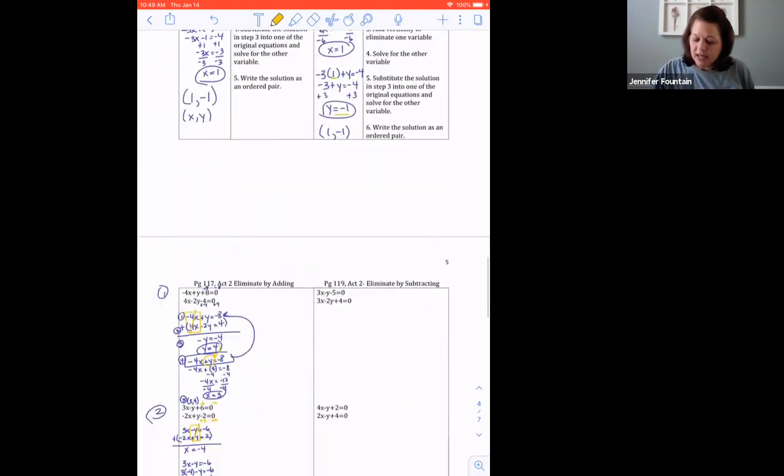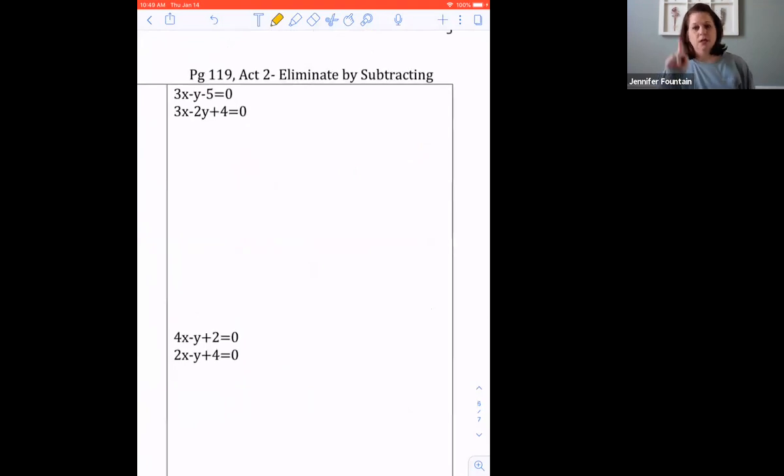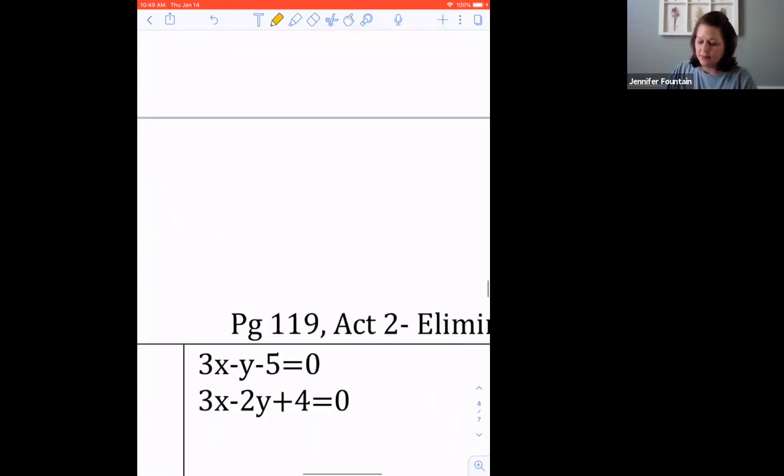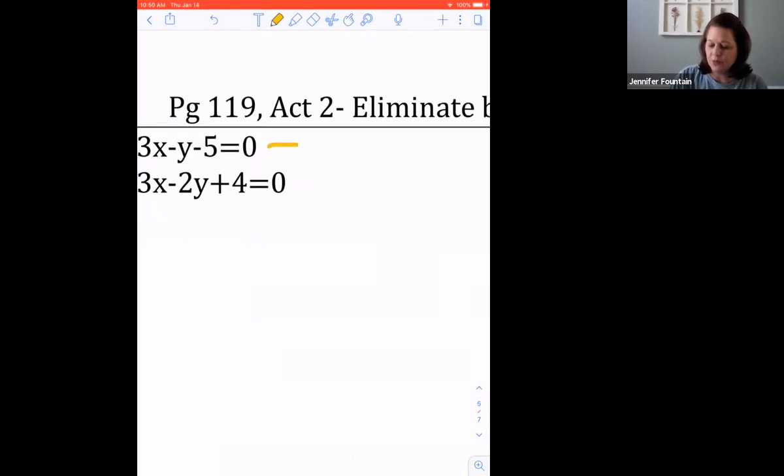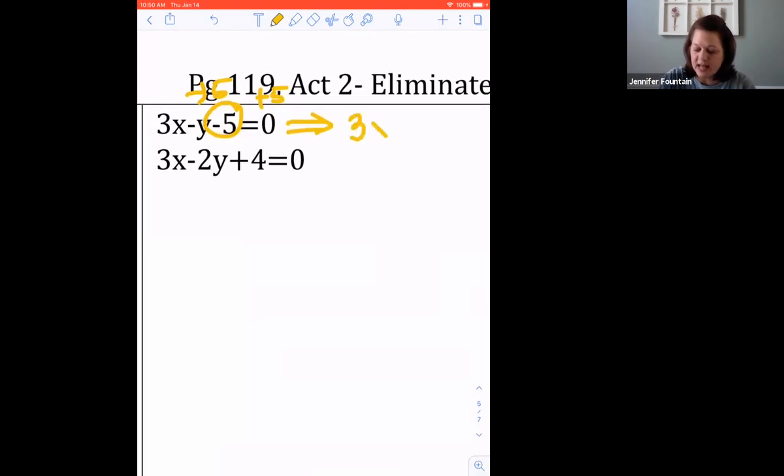So let's go ahead and look at classwork. Remember, what is step 1? The first thing I have to do is to write each equation in standard form. So that's what I'm going to do first. I'm going to go ahead and rewrite this in standard form. So remember, when I'm doing standard form, it's ax plus by equals c. So the main thing here that needs to move is that -5. I'm going to move it by adding. So that means now my equation is 3x minus y equals 5.